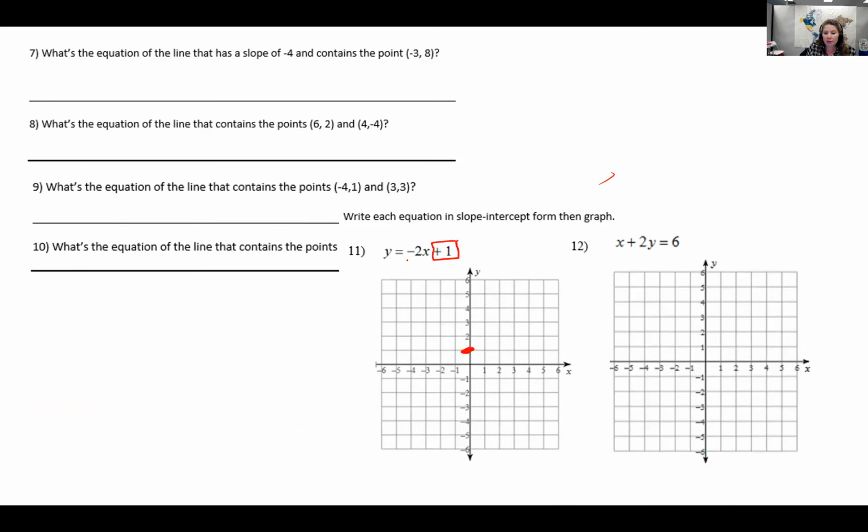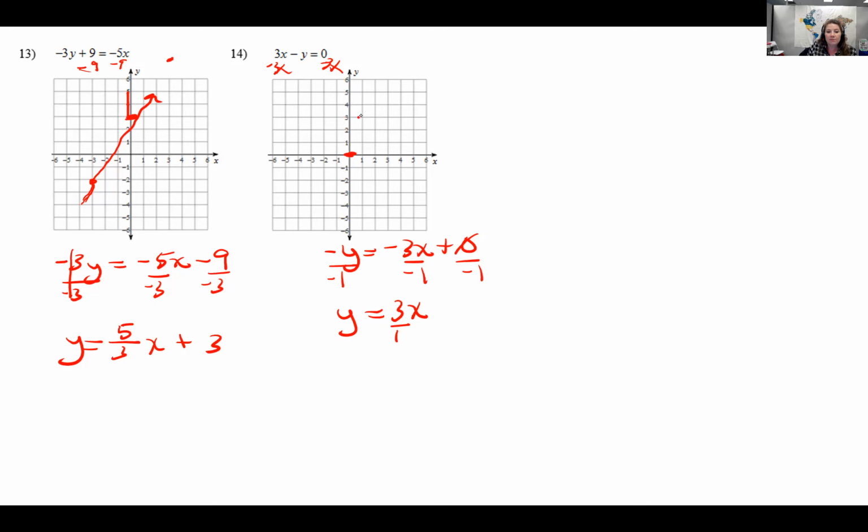There it is on 0. I can make this a fraction, 3/1, and it's positive. So I'm going to go up 3, right 1, up 3, right 1, 1, 2, 3, 1. And I could do it again, 1, 2, 3, 1. And there's my line, kind of.